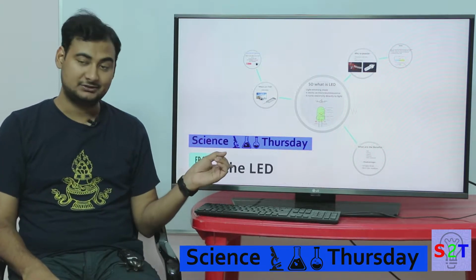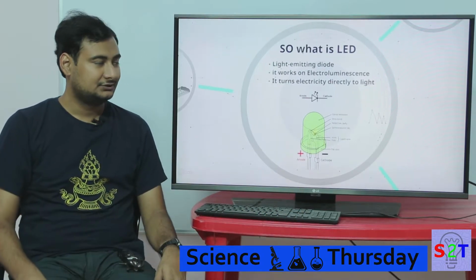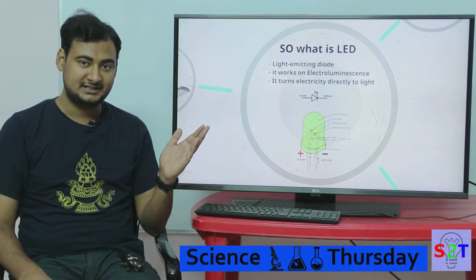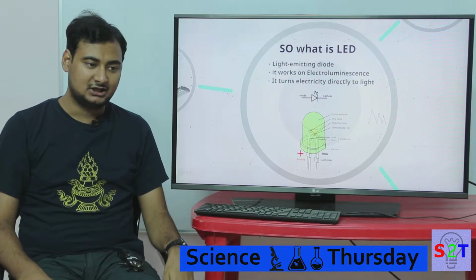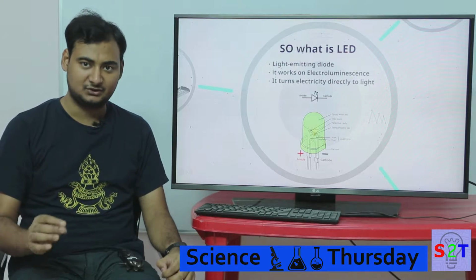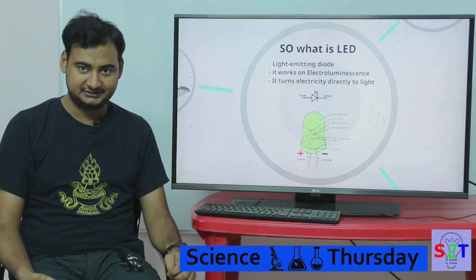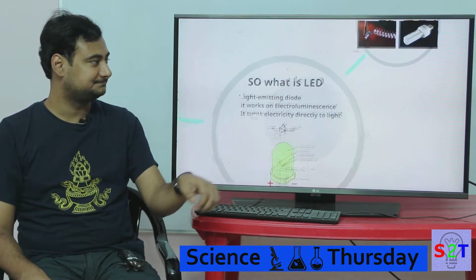So today we're going to take a look into the LED. So the question comes to the mind, what is an LED? In simplest terms, LED stands for light emitting diode. Now how does it work? Very simply, it's an electroluminescent device. All that simply means is it takes electricity and directly turns it into light. There is no conversion. So let's dive into it.